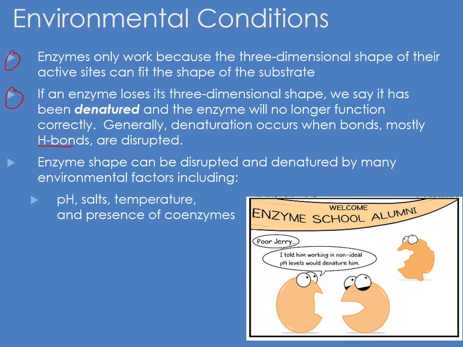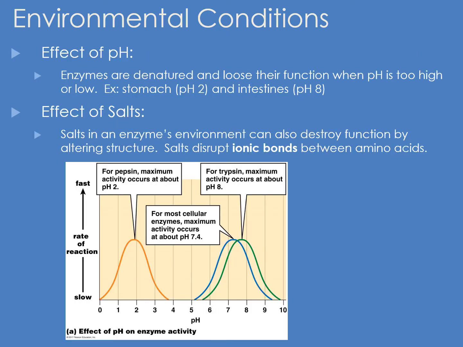And H bonds are also the weakest type of bonds. Ionic bonds, disulfide bridges, covalent bonds, those are stronger. So the H bonds are the first to go, and when they go, typically the enzyme's shape will be disrupted enough so that it does not work anymore. Enzyme shape can be disrupted and denatured by many environmental factors, including pH, salts, temperature, and the presence of coenzymes.